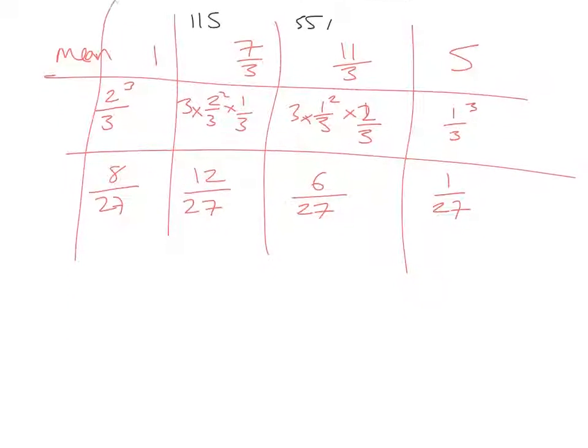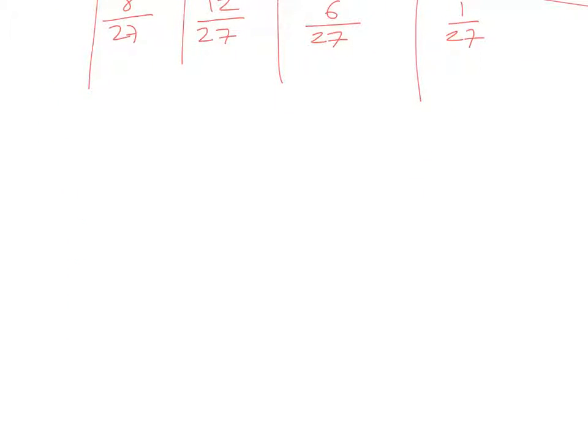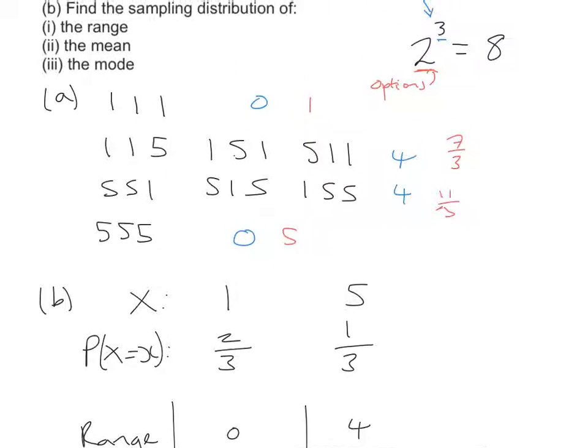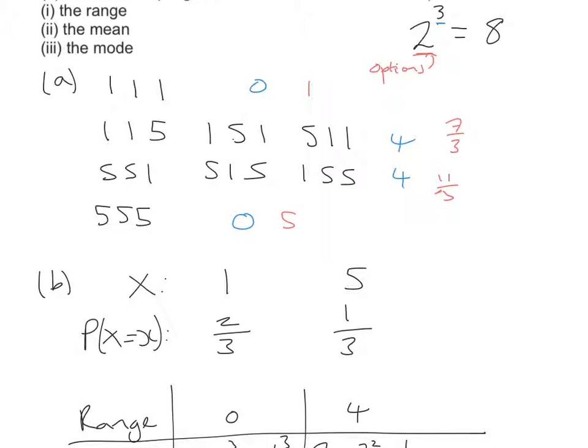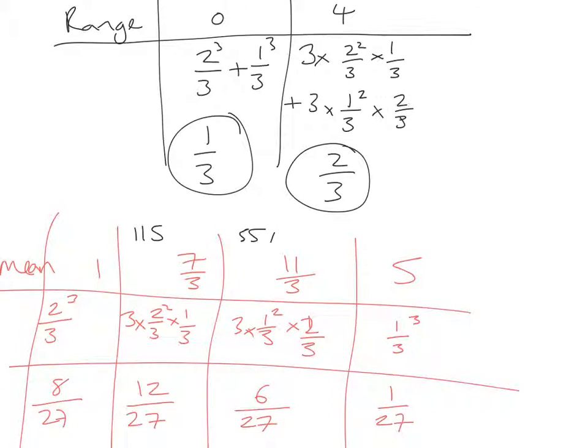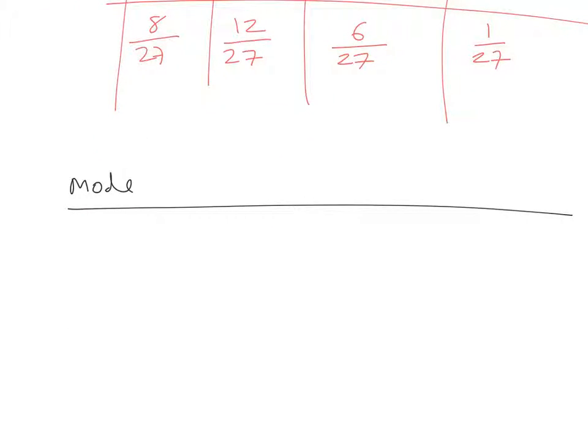Let's finally move on to the mode. Now the mode is exactly the same. We need to find the mode of each sample. So let's go back to our list of possible outcomes, and the mode of this first one is 1. The mode of the second one is also 1. The mode of the third one is 5, and the mode of the last one is again 5. So we've got 2 possible modes here, 1 or 5.